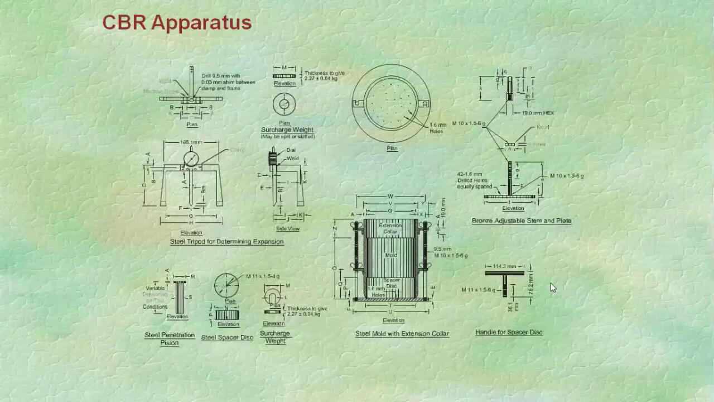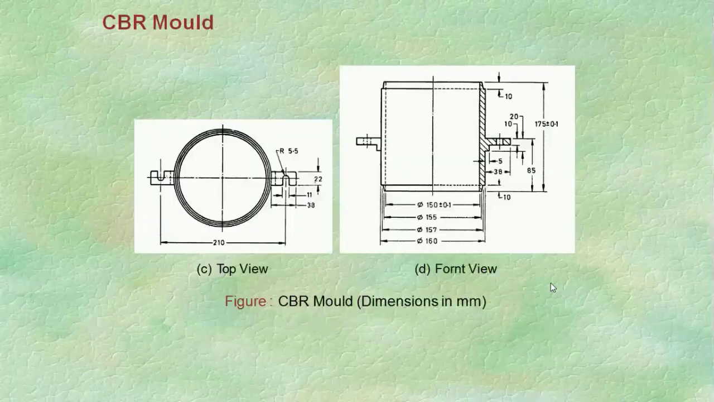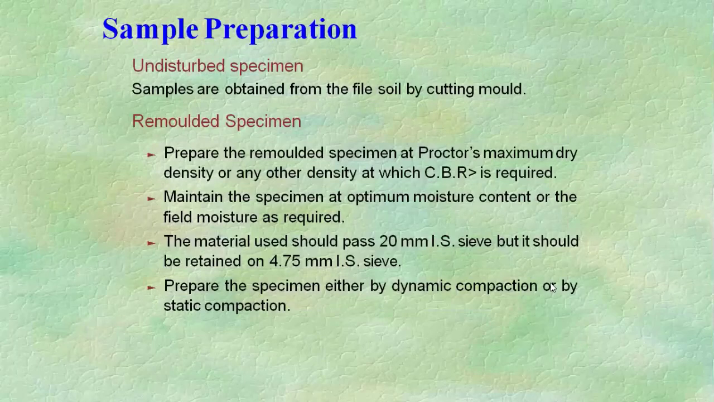If we are talking about the procedure, remolded as well as undisturbed soil specimens are used for the CBR testing. Undisturbed soil specimens are obtained by pushing the CBR mold fitted with the steel cutting edge into the soil. The recommended size of the soil specimen may be obtained by trimming excess portion of the soil at the top and bottom of the mold.